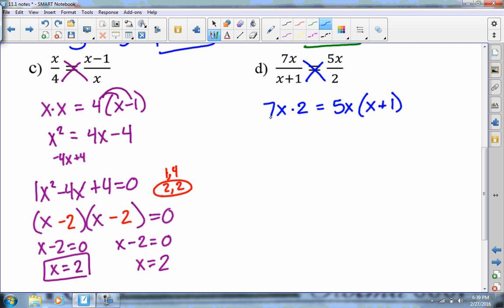So now here I can multiply the 7 and the 2, so I get a 14x. And then in the other side I have to distribute. So this time I'm multiplying 5x, a number and a variable, to the x and to the 1. So x times x is going to be x squared, and then there's going to be 5 of them. And then 5x times 1, that's just 5x.